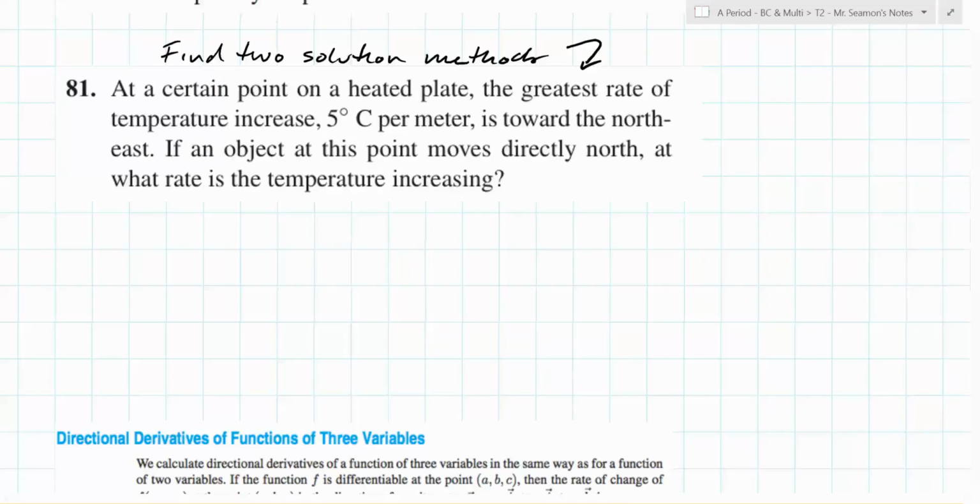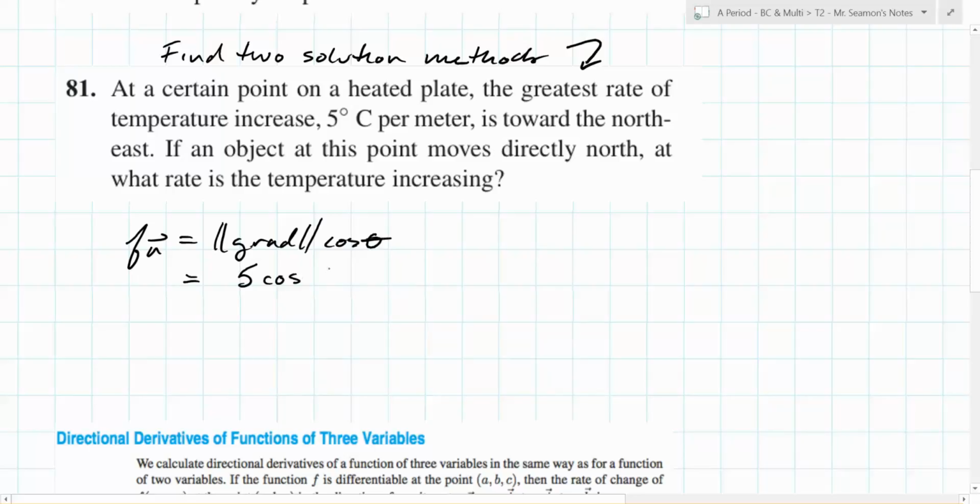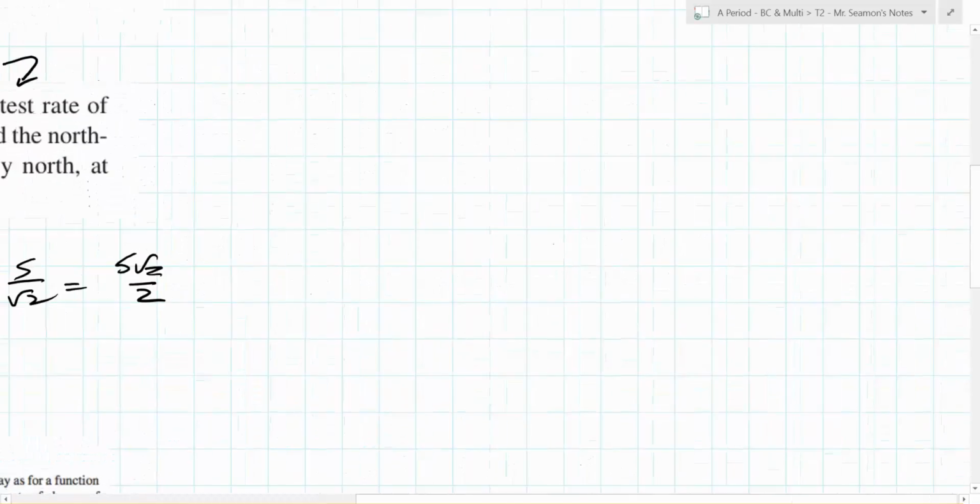No. You know that the directional derivative is the magnitude of the gradient times what? Cosine of theta. And in this case, do they give you the magnitude? Yeah, and what's the angle between? Yeah, so it's going to be 5 times 1 over root 2. So you could write that as 5 over root 2, which is the same thing as 5 root 2 over 2. Now, is there a longer method?